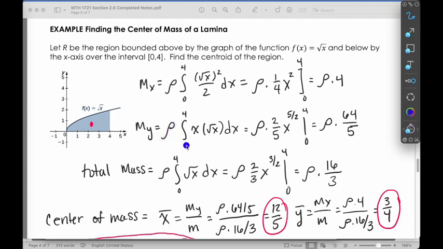Then, for finding your moment about the y-axis, you take your density, and then you multiply it by the integral from 0 to 4 of x times your function. When we do that, we get that the integral itself is 64 over 5, and then when we multiply it by rho, we get rho times 64 over 5. Then to find the total mass, we take the density and multiply it by the integral from 0 to 4 of our function. And when we do that, we get rho times 16 over 3.